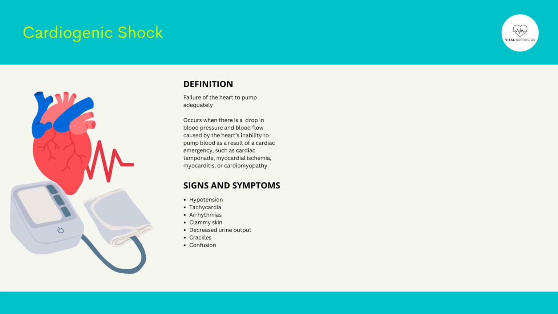Clammy skin because tissues receive less oxygen. Oliguria, which is urine output less than 30 per hour. This happens because the kidneys are not being perfused. Crackles can be heard in the lungs secondary to pulmonary edema, meaning fluid is building up in the lungs. Confusion due to poor perfusion. Distended jugular veins, which is an indication of fluid overload or the heart's incapacity to control the amount of fluid entering it. Cyanosis of lips and peripheral extremities due to poor perfusion.